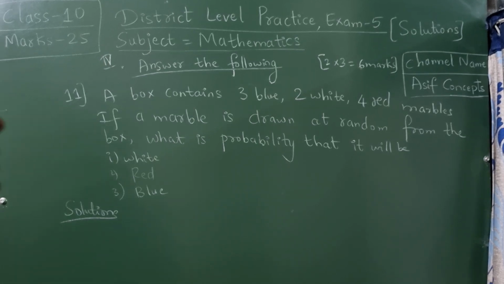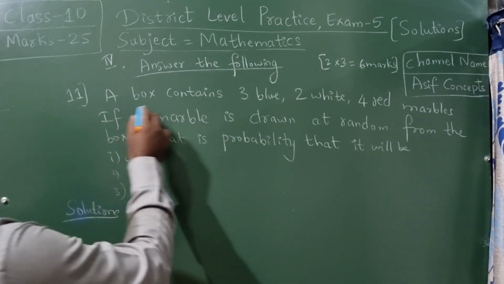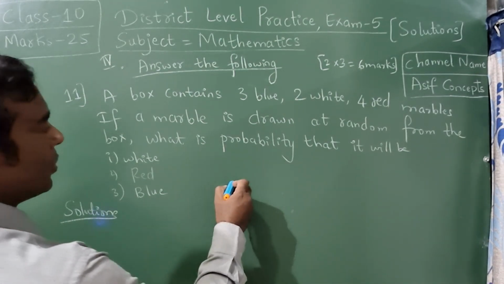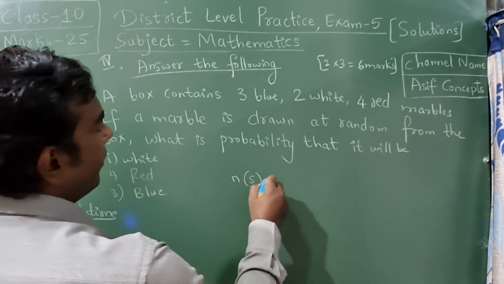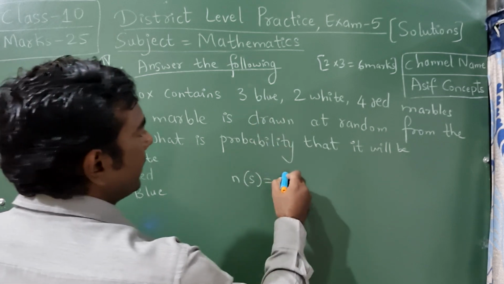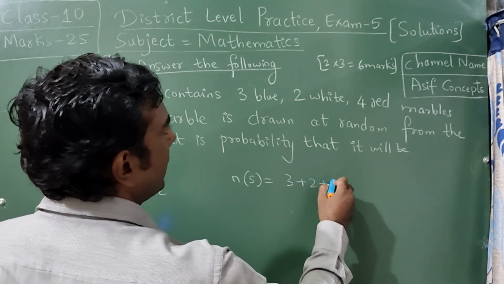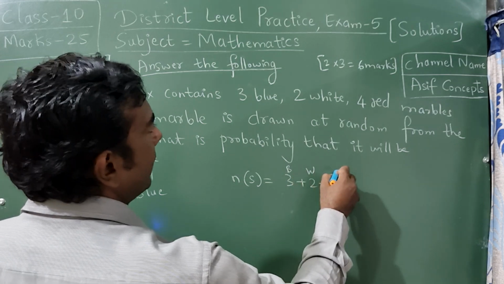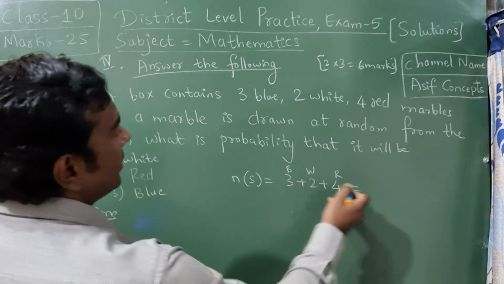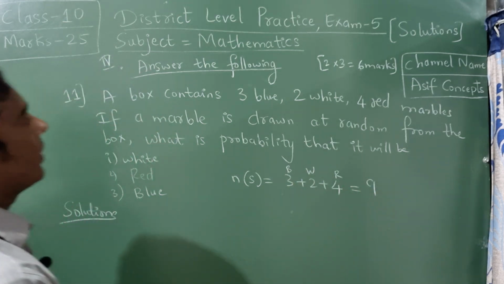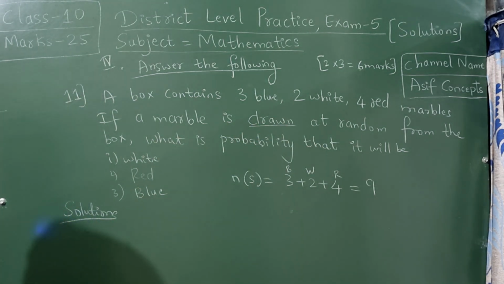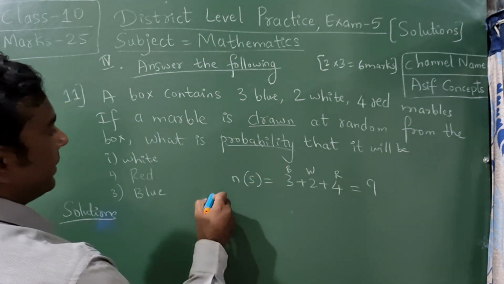Now this 11th question is a 3-mark question. A box contains 3 blue, 2 white, 4 red marbles. So total number of outcomes will be 3 plus 2 plus 4. So this is blue, this is white, and this is red marbles. So how much will it be? 9. Okay. If a marble is drawn at random from the box, what is the probability?